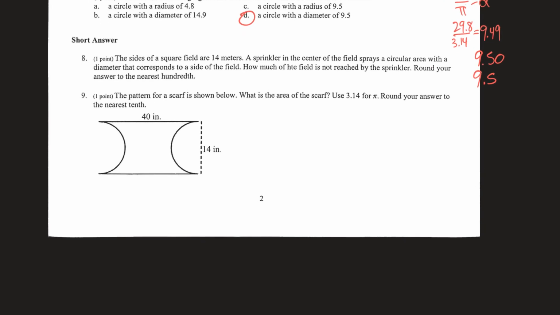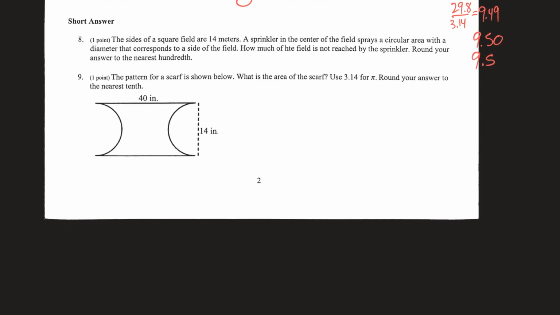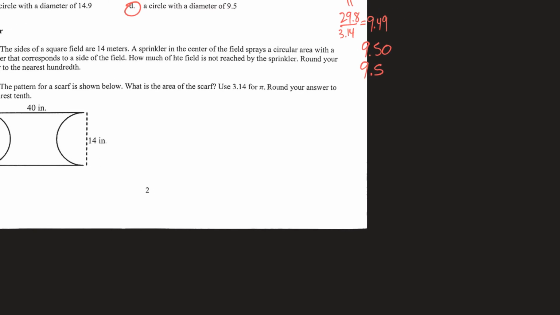Let's see now. I have the sides of a square field are 14 meters. A sprinkler in the field has a circular area that corresponds to the side of the field. How much of the field is not reached by the sprinkler? Let me draw a picture for this, and I'm going to erase some stuff here.